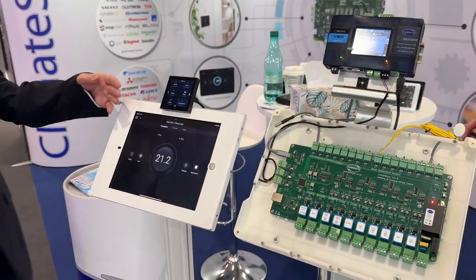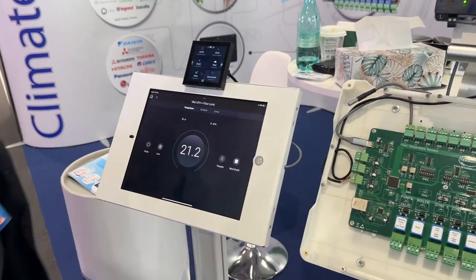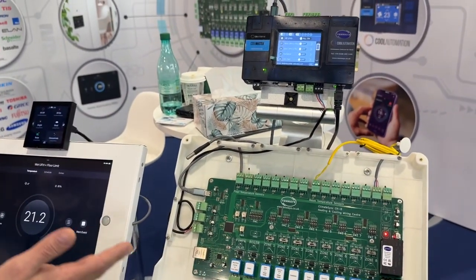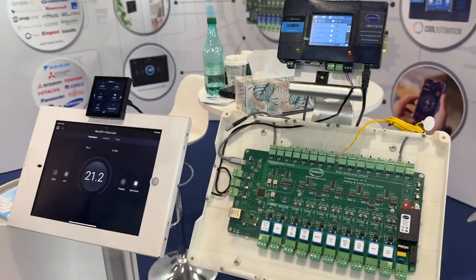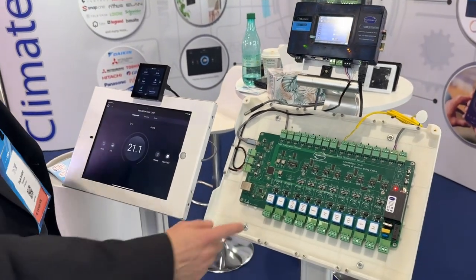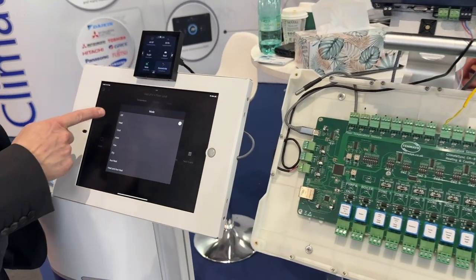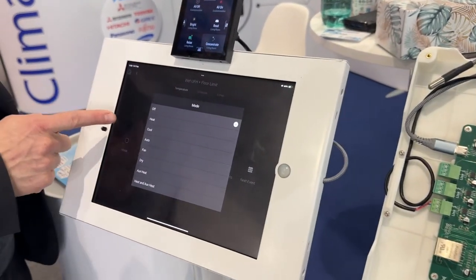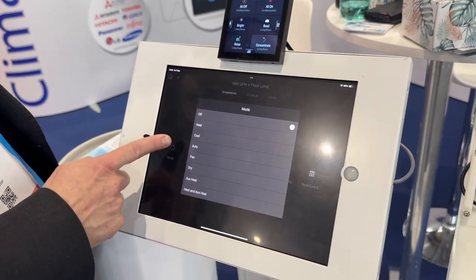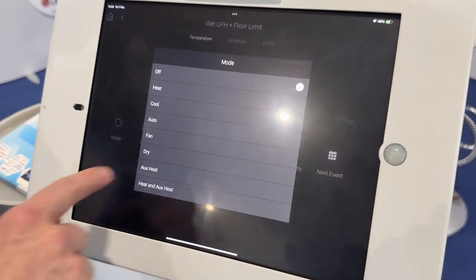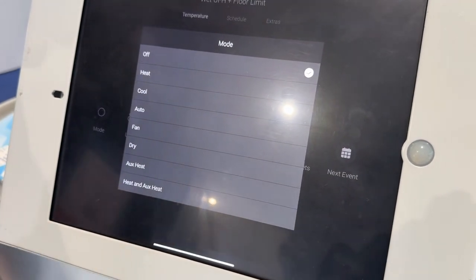So here we can see a Control4 navigator with a ClimateSync and a CoolMaster. And here we are controlling the heating and the cooling of the zones. So we're going to look, for example, at zone number 1. In zone number 1, we can see we have air conditioning modes: heat, cool, auto, fan, dry, auxiliary, which is underfloor heating, and combined auxiliary and underfloor heating.